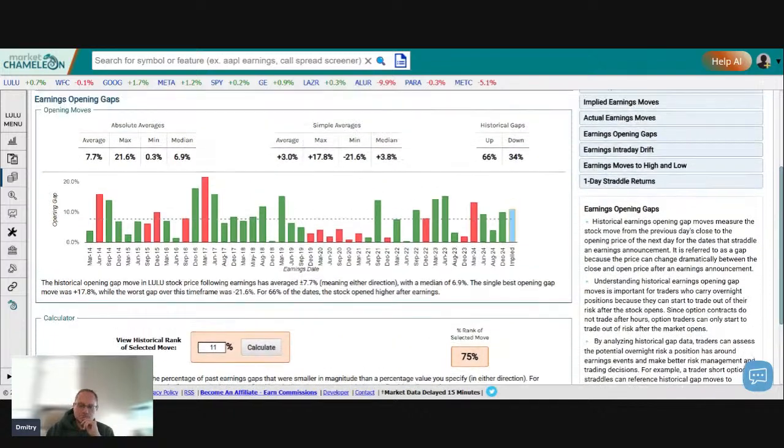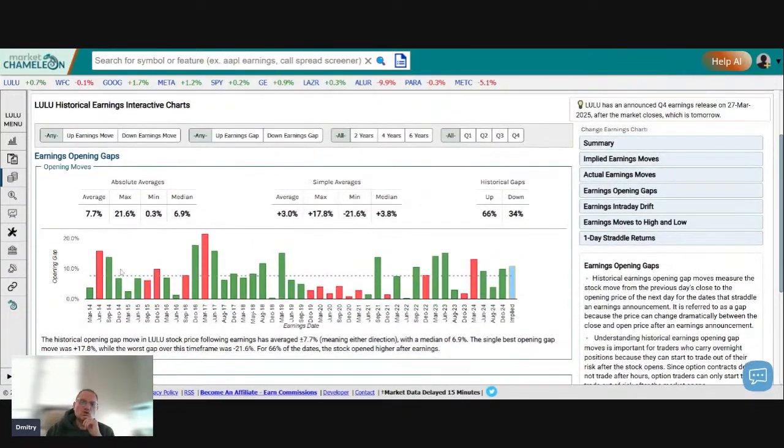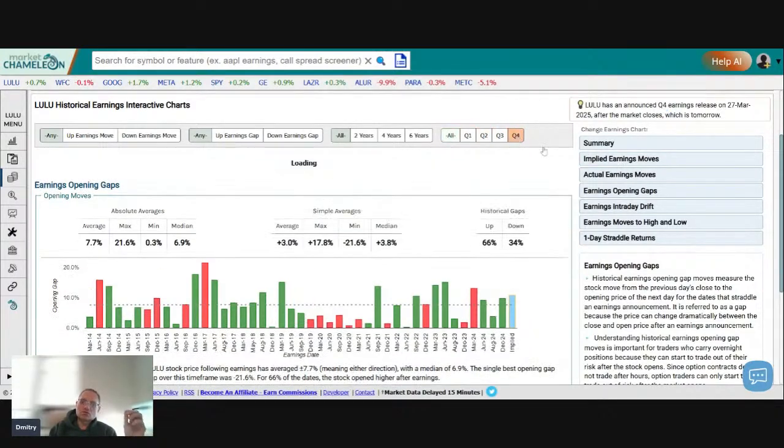Let's say we wanted to narrow down our search further. We see the next earnings are coming up, I think tomorrow. Yeah, it says here March 27th after the market close. They're reporting the fourth quarter. So this is Q4. Let's look at the Q4. So we could take our data and narrow it down now to Q4.